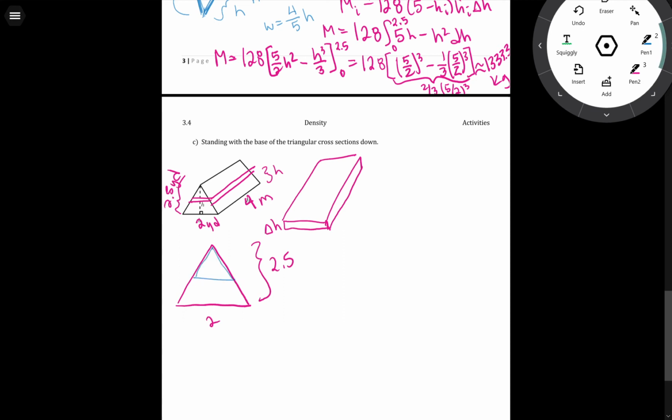This little triangle. We're interested in the width of this, and we know that this is 8. Oh, nope, I'm doing it backwards. I want it to be like the last one. H has to be from the bottom. This is H, which means that the top is 2.5 minus H.